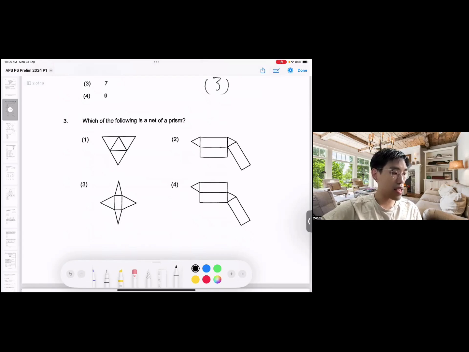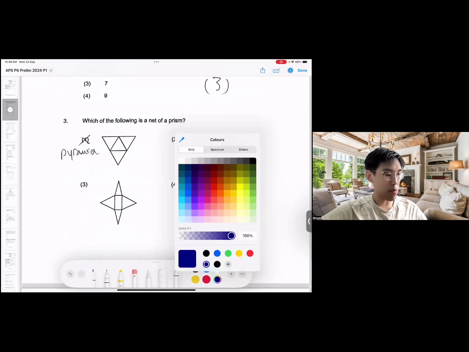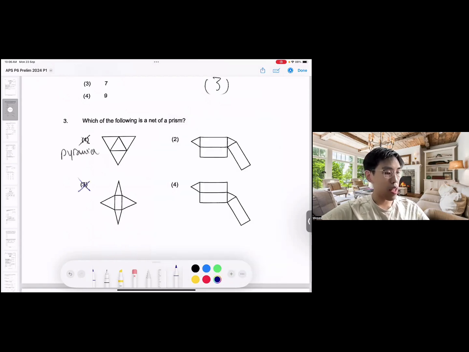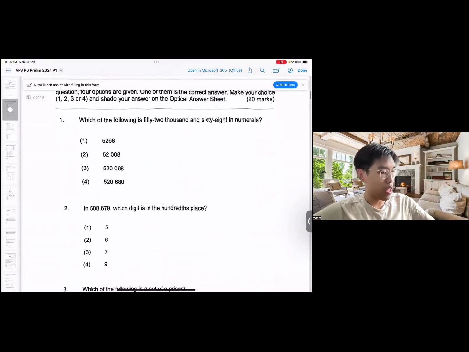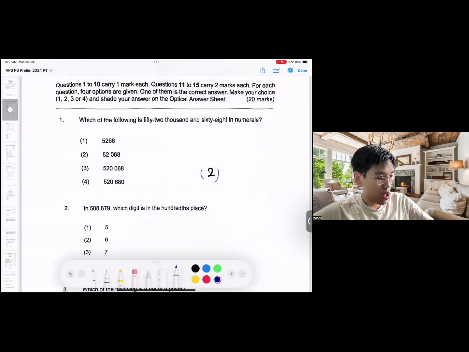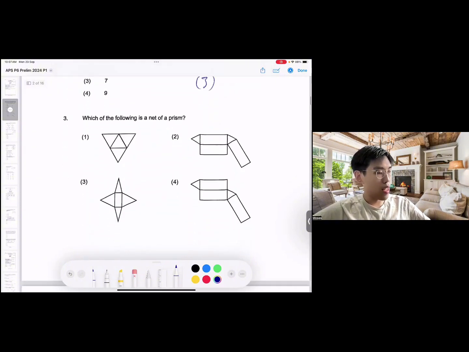Which of the following is a net of the prism? This one is a net of a pyramid, so no. Let me change the color. It's better. This one is also a pyramid. This one cannot, because the sides will clash. Let's do it again. Option 2, option 3. These two are wrong. This one will clash, because this side will clash with this side. So that leaves us with answer number 4.